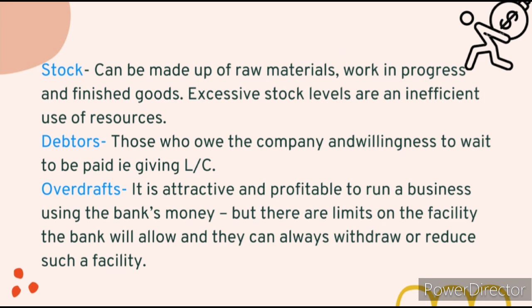Next is stock. Stock can be made up of raw materials, work in progress, and finished goods. Excessive stock levels are an inefficient use of resources. Debtors. Those who owe the company, and the company's willingness to wait to be paid in a given period.